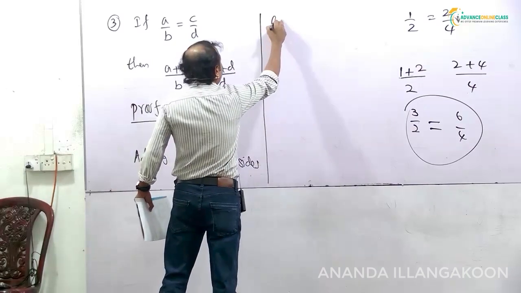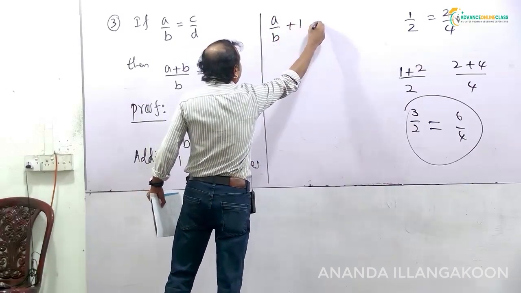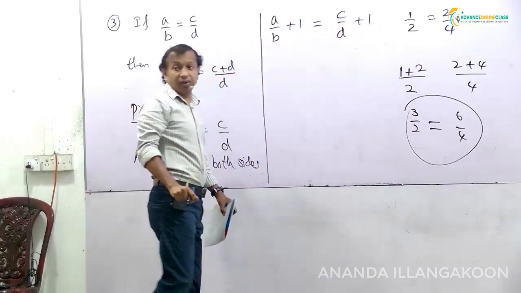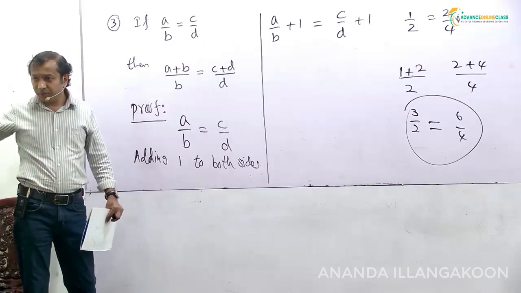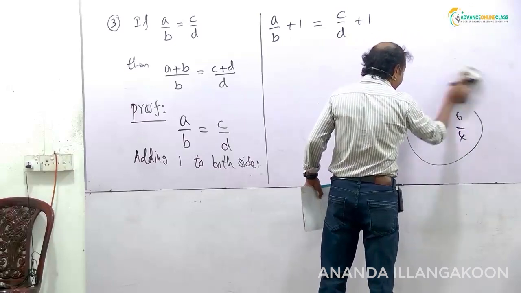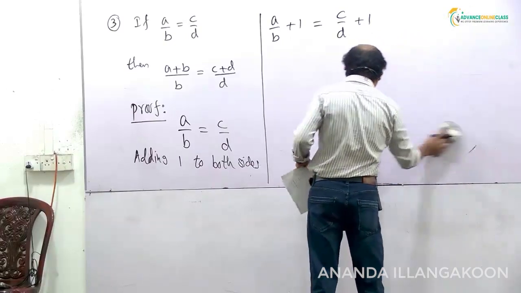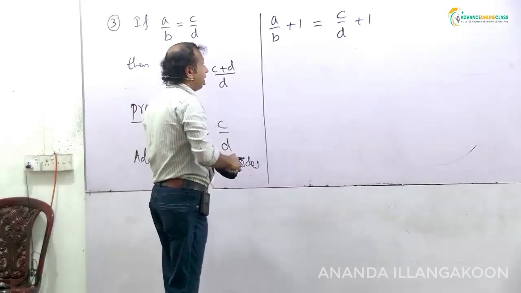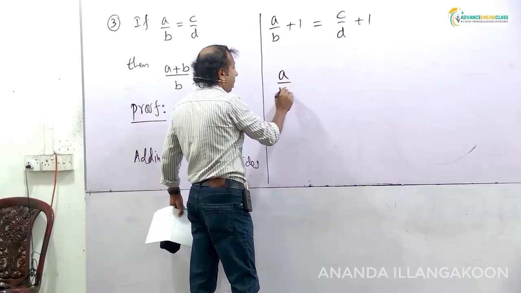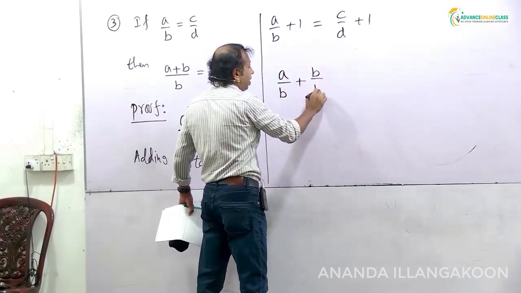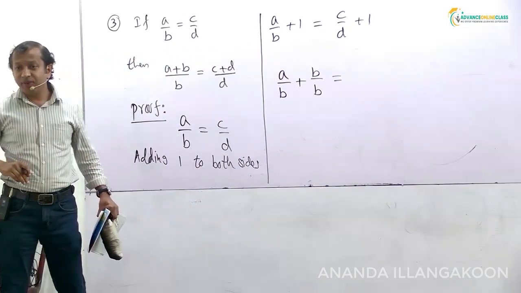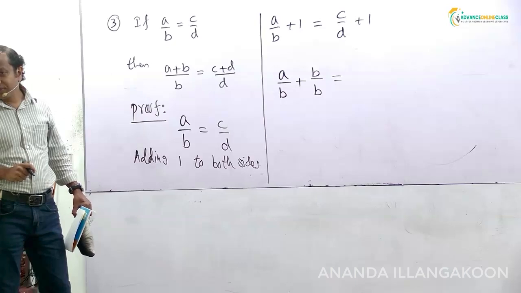What do you get there, people? A over B plus 1 is equal to C over D plus 1. Okay? Right. Correct, no? Yes. I'm going to write this 1 as B divided by B. Any objection? The left hand side 1 I write as B divided by B. Any objection? If so, what is the reason?